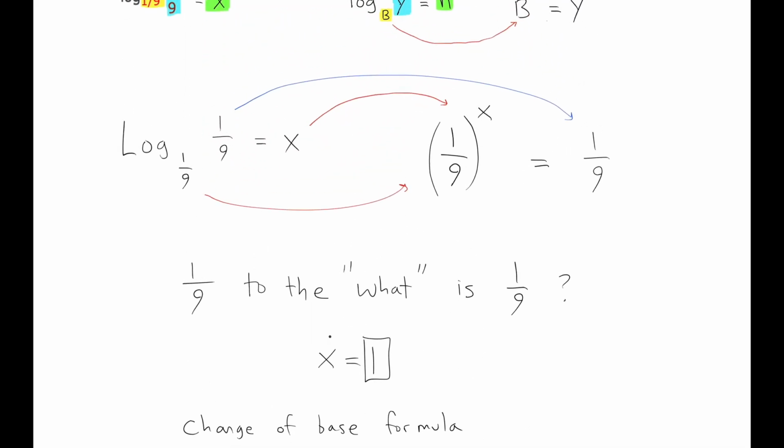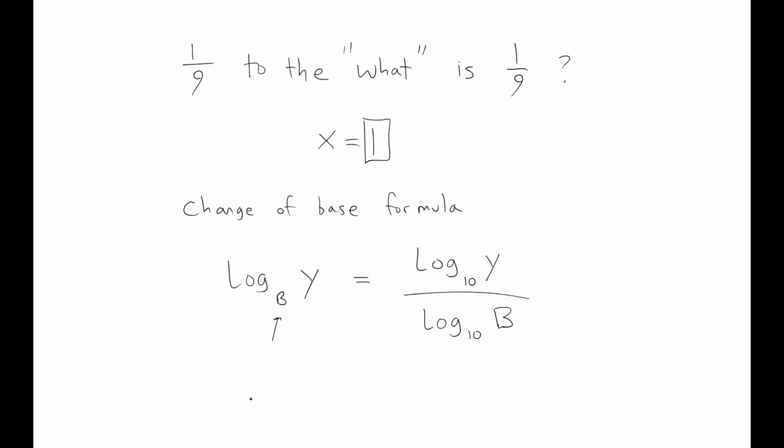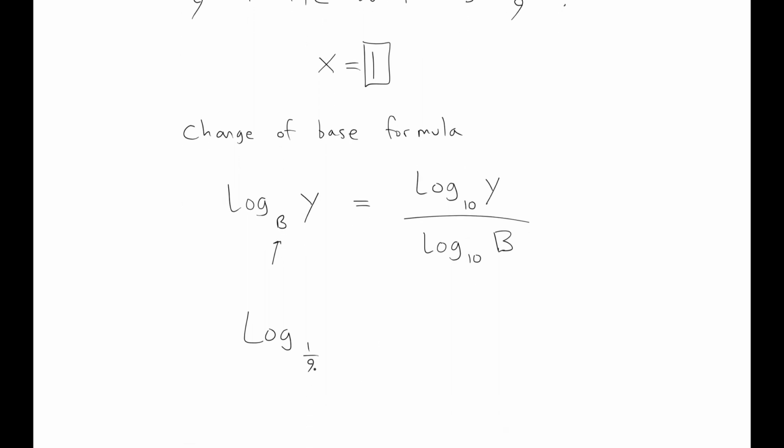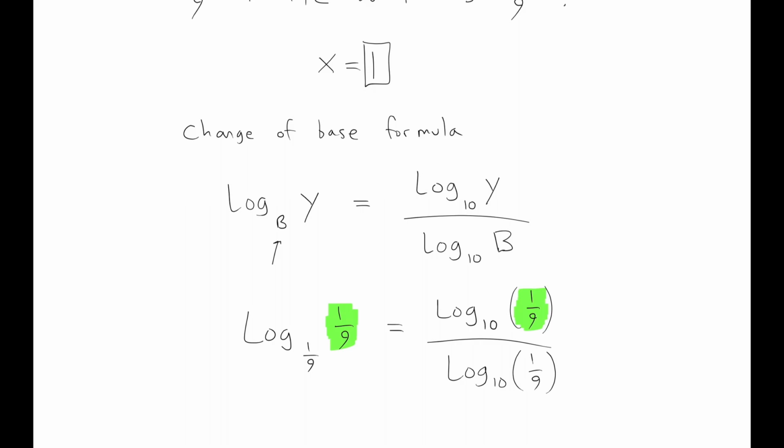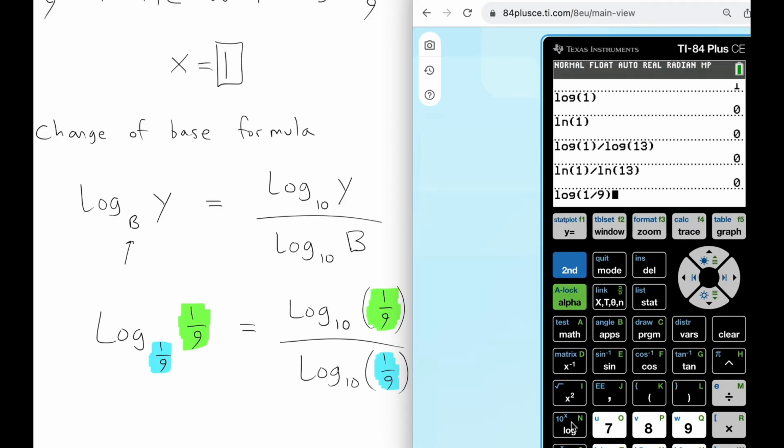So in this case, if we were to fit our problem into the change of base formula, they gave us an undesirable base of 1/9. And so what we can do on the calculator then is just take a regular log base 10 of the thing that we're trying to take a log of, and then divide by a log base 10 of the undesirable base, which here just happens to be the same number. And if we do that on the calculator, we get 1, of course.